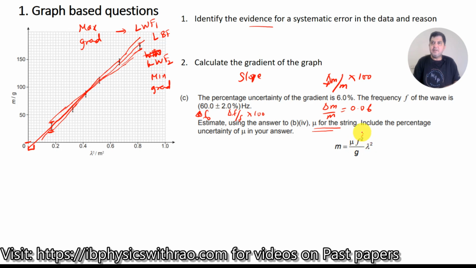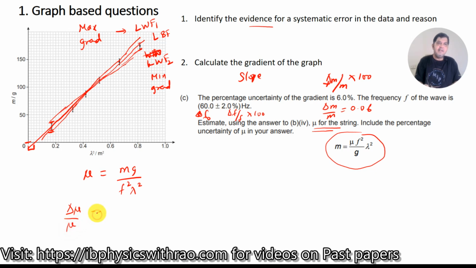Now, whenever you have an equation like this, and you are asked to find the uncertainty for mu, what you need to do is take mu as your subject, which means push everything to the right and take only mu to the left. So this should now be equal to mg divided by f square lambda square. I'm going to write it like this only. Then use the uncertainty propagation principle, which means what? You're going to find delta mu by mu equals, is the value of m changing? m is definitely changing because you had an uncertainty here. The bar was there, right? So delta m by m.